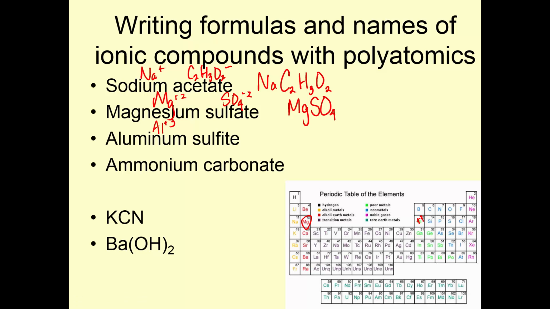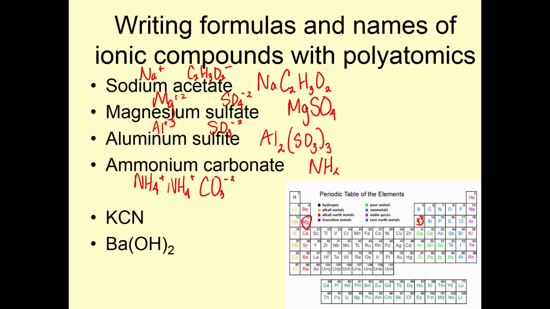Aluminum, Al, +3, because it's always a +3. Sulfite, careful, SO3, -2. And now we have to cancel the charge. So we need 2 of the aluminum ions, and make sure to put it in parentheses because you need more than 1 of the polyatomic. Ammonium, NH4 plus. I'm glad I memorized that. Carbonate, CO3 negative 2. So now I need 2 of those. Plus 2, minus 2. Get busy writing the formula. NH4, 2 of those, and 1 carbonate. Done.